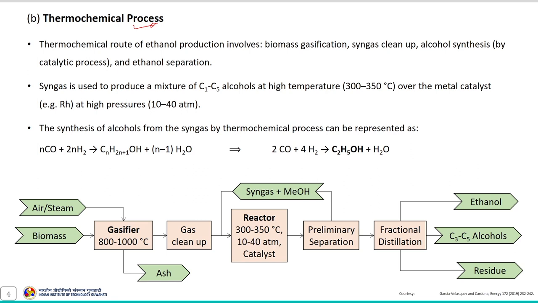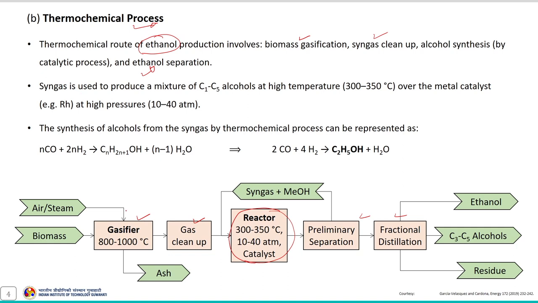Fermentation of syngas from gasification is another possible route for the production of ethanol from woody biomass. The thermochemical route of ethanol production involves biomass gasification, as shown in this schematic, syngas cleanup, alcohol synthesis using a suitable reactor, and ethanol separation.